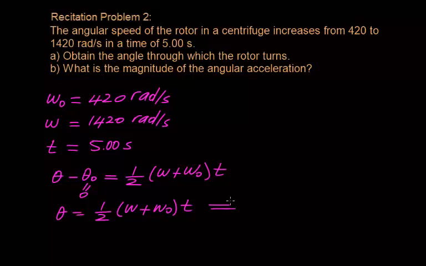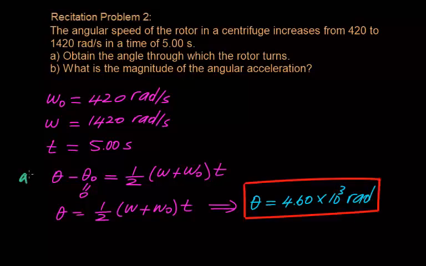We know the time, we know omega initial, omega final. Solve for theta, we obtain theta equals 4.60 times 10 to the third radians. This is part A that we have solved for.